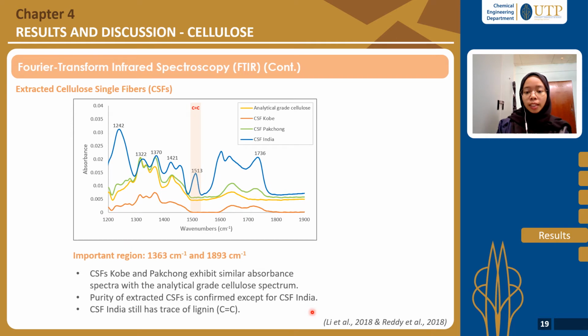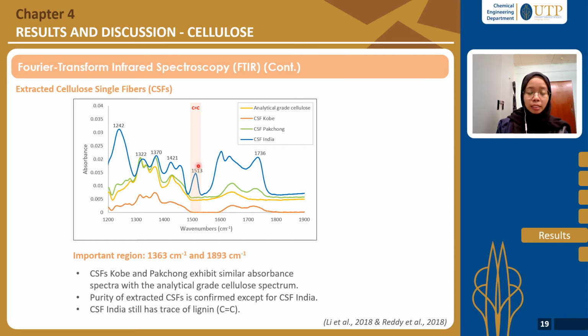Alright, so according to Lee et al.'s paper, the important region for cellulose is actually from 1363 to 1893 wave numbers. So that is why we only focus on that region for FTIR for cellulose single fibers. So from the figure, we can see that CSF, Kobe and Pakchong exhibit similar absorbance spectra with analytical grade cellulose spectrum. This confirms the purity of extracted cellulose except for cellulose single fibers India.